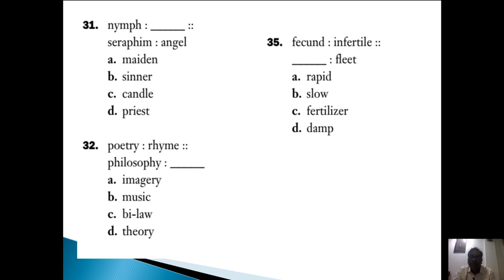Fecund equal to infertile. Then what equal to flint? Fecund is an antonym for infertile, and slow is an antonym for flat. Getting me? Slow. The answer is slow. Option number B.